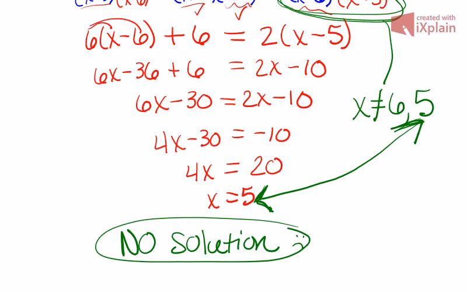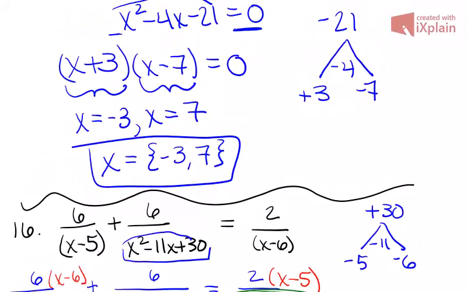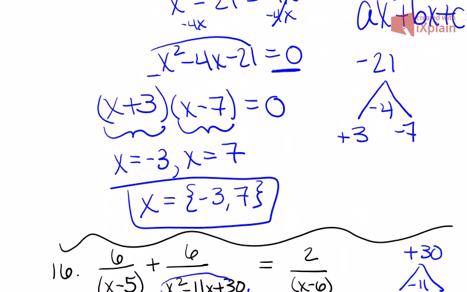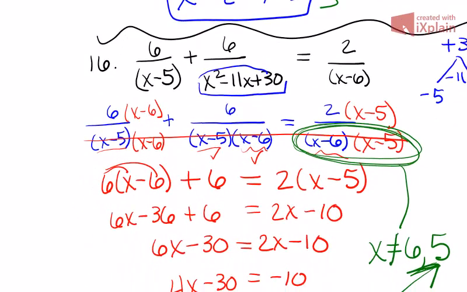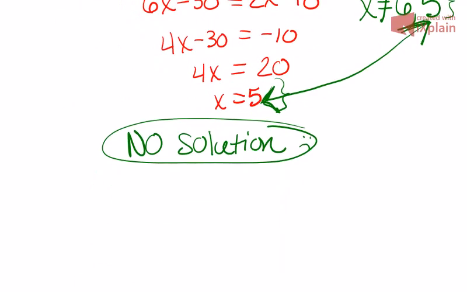Too bad, so sad. So always consider what x was not allowed to be. Like on number 15, when we crossed this off, this was saying x cannot equal 0, but we didn't get 0 here, so it wasn't an issue. Here, x cannot equal 6 or 5. Well, we got 5, so that's a problem, so that's why we ended up at no solution.